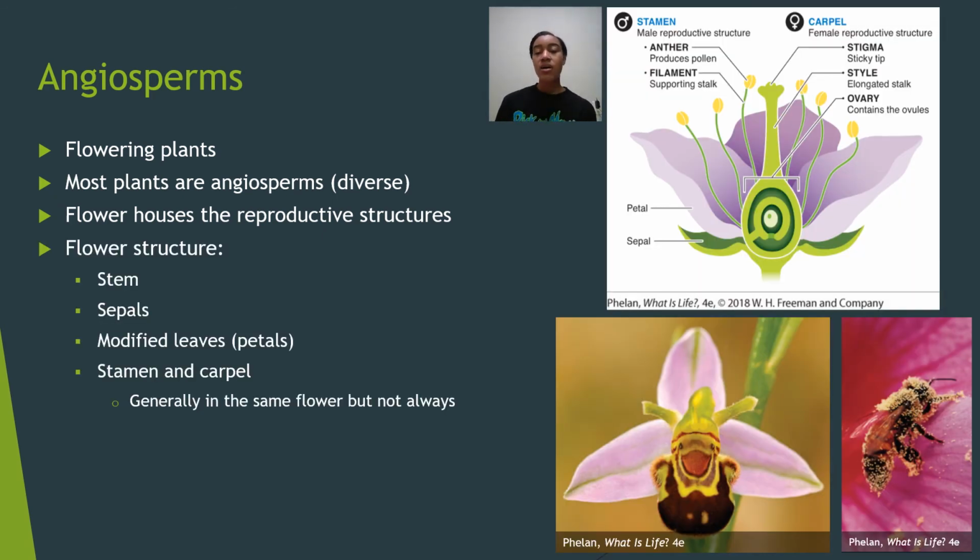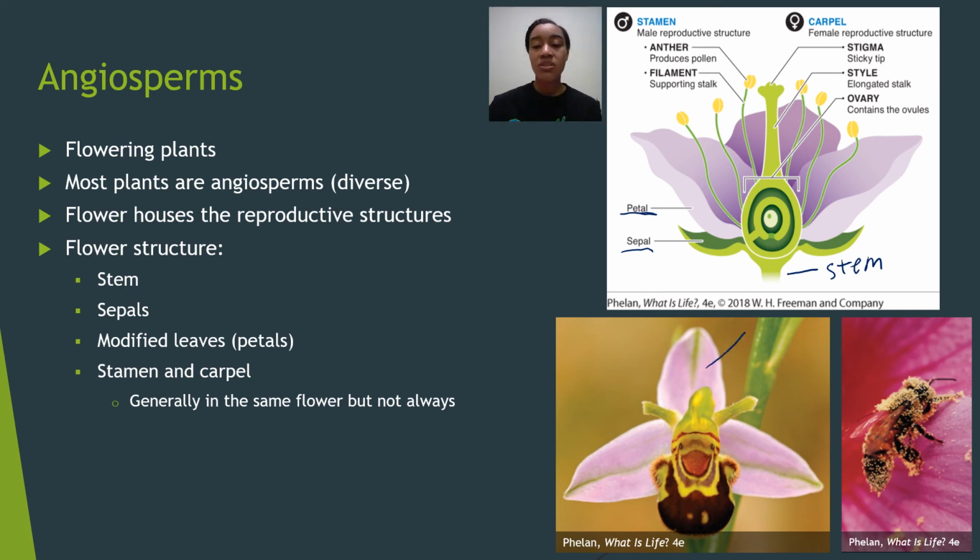There are a couple of parts to a flower that you should know. We have our stem, and then above our stem we have our sepals. The sepals are these green modified leaves that you'll see at the base of the flower. They're responsible for encasing and housing the bud before the flower is mature, so they protect the developing flower from the elements. And then we have our petals, which are also modified leaves.